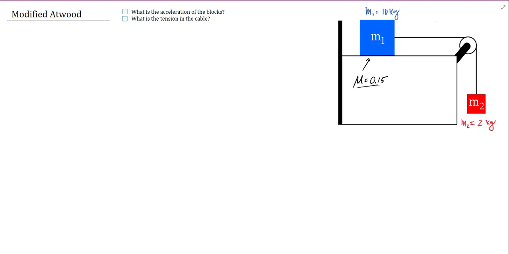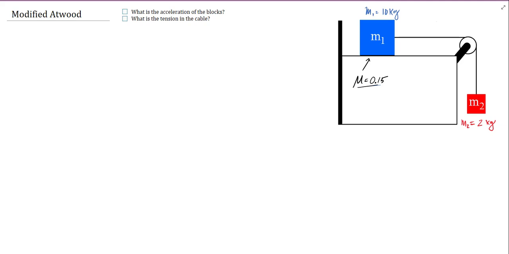We're going to use Newton's laws to analyze a situation where we have two objects that are connected by a rigid cable, where one object is sliding along a table and the other object hanging over the cable is free to move vertically up and down in something we call a modified Atwood machine. And what we're looking for here is to find the acceleration of the blocks and then the tension in the cable that is connecting them.